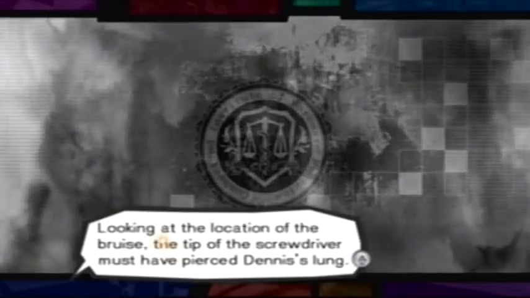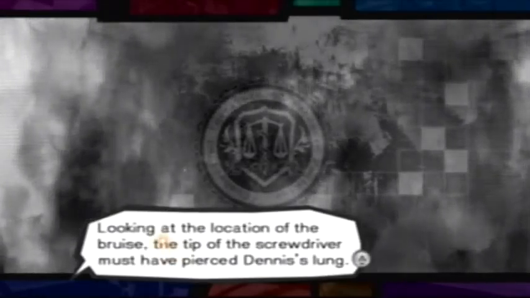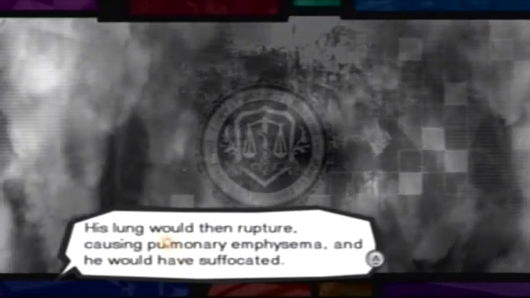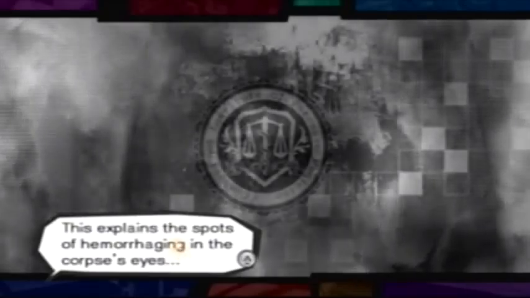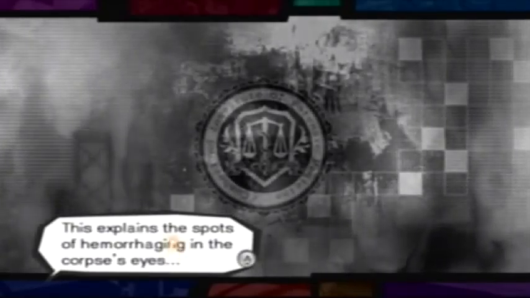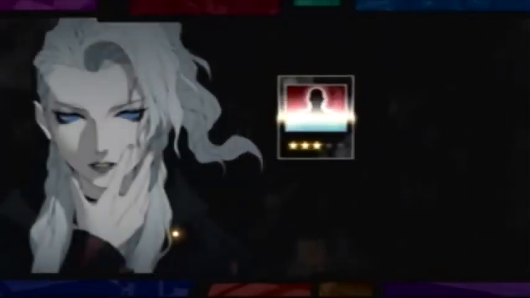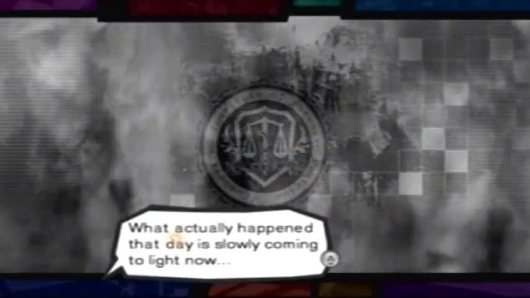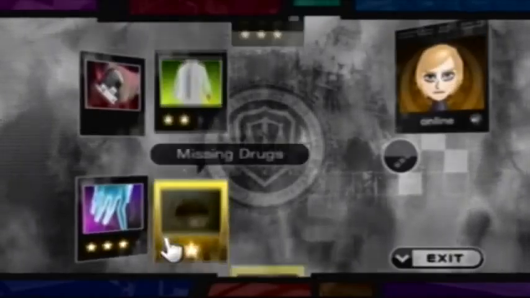Yes. These do lead the way to a definite truth. Looking at the location of the bruise, the tip of the screwdriver must have pierced Dennis's lung. His lung would then rupture, causing pulmonary emphysema, and he would have suffocated. This explains the spots of hemorrhaging in the corpse's eyes. What actually happened that day is slowly coming to light now.